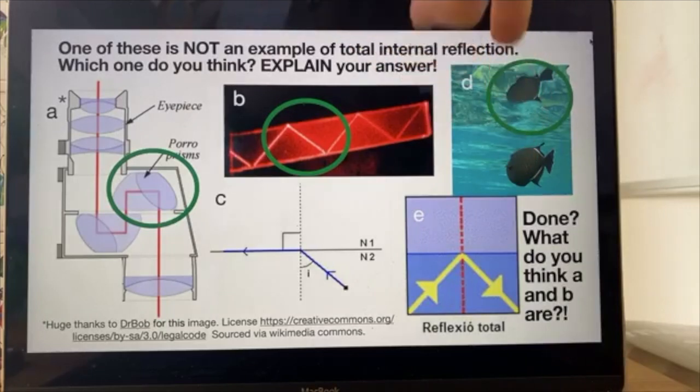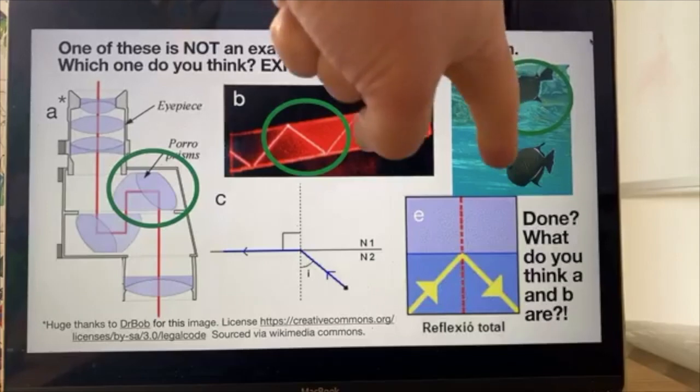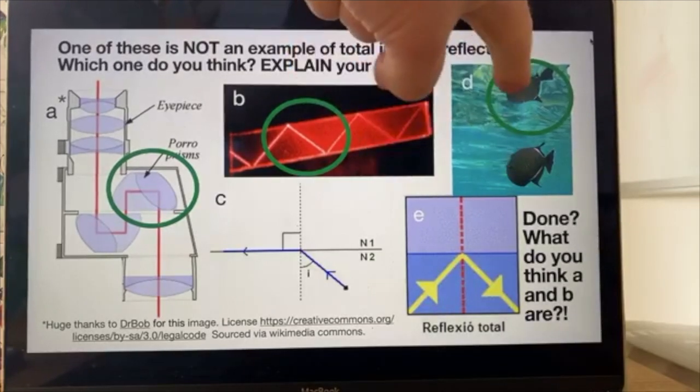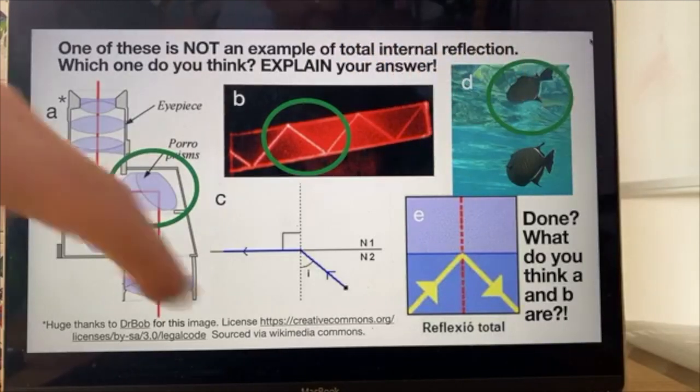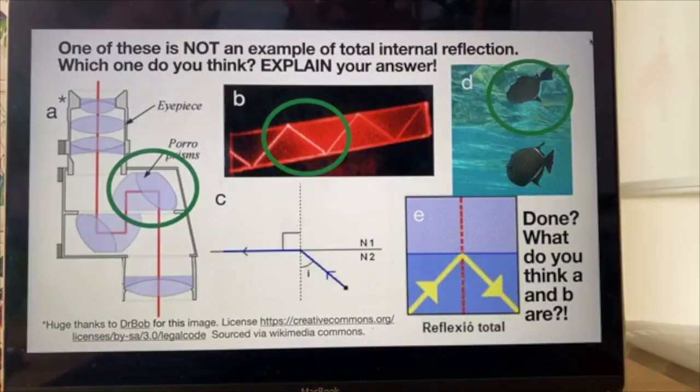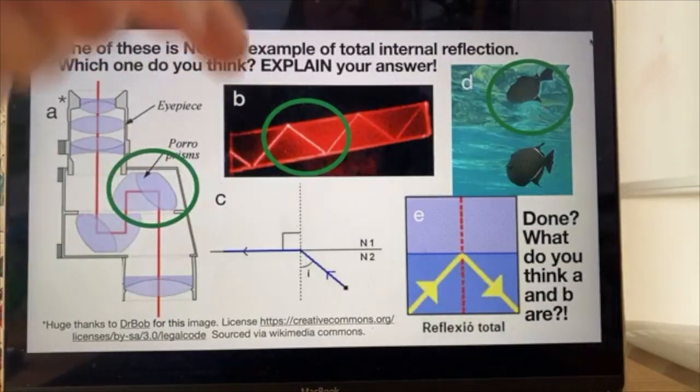I saw that pretty much everyone was getting that, because that's exactly what we just did with our little person on the side of our glass. That's the fish, being the light, being totally internally reflected into the camera. And yeah, reflexión total is total internal reflection, presumably, but in Spanish.